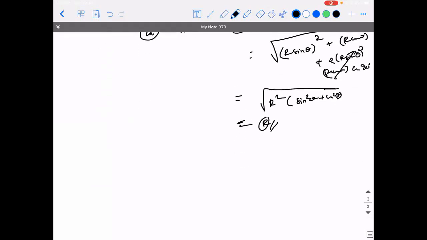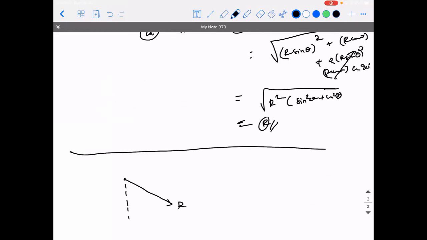So that is one of the techniques. And the second technique is, let's say there is a vector like this. And this vector is making an angle theta with the vertical. And you're asked to resolve this into two components.